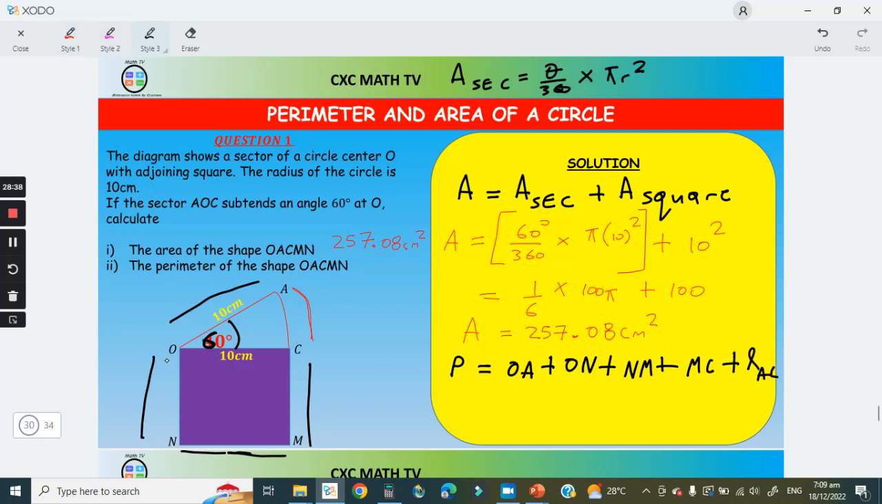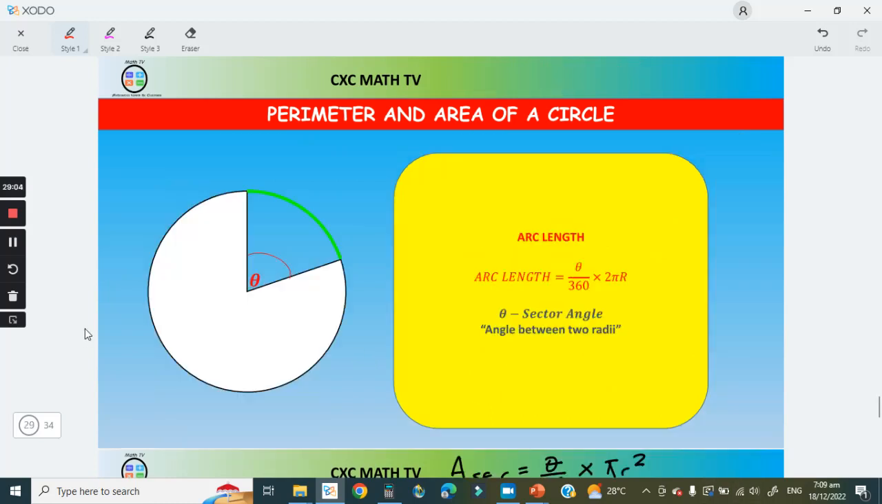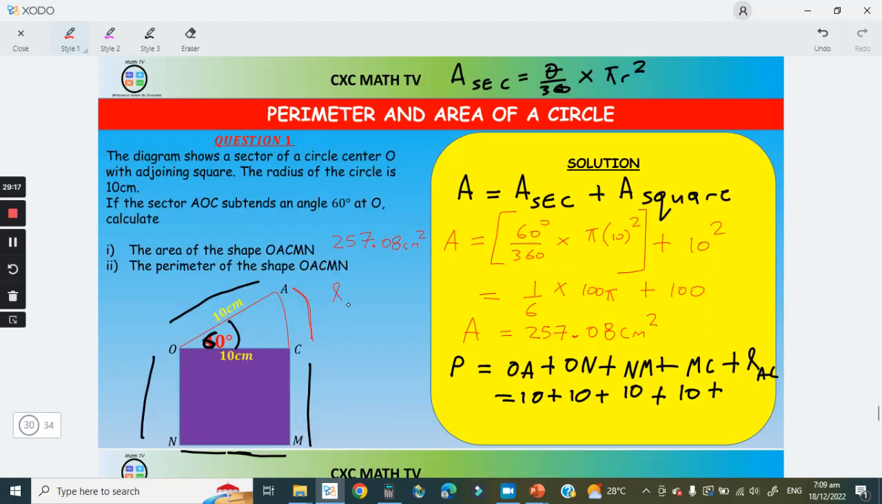Now everyone's okay with adding those sides 10, 10, 10, and 10. So 1, 2, 3, 4. So that is 10 plus 10 plus 10 plus 10 plus the arc length. Now here's where the trouble starts. How do you find the arc length in a sector? Guys, we just looked at this formula. See it here, the formula is there, just remember it. Arc length is theta over 360 times 2 pi r. So the arc length AC is 60 over 360 times 2 pi r. Please remember it. So in this case, 60 over 360 times 2 pi r is 1 over 6 times 2 times the radius. 2 times the radius is 10 times pi.